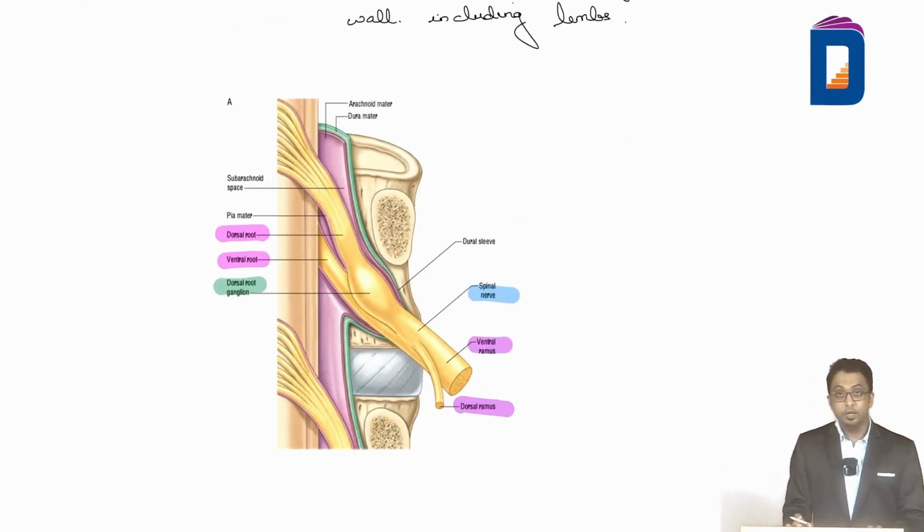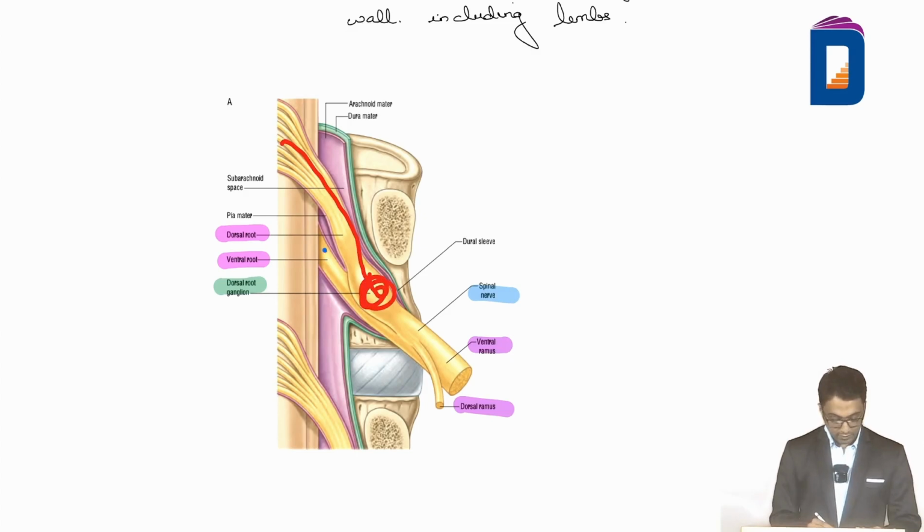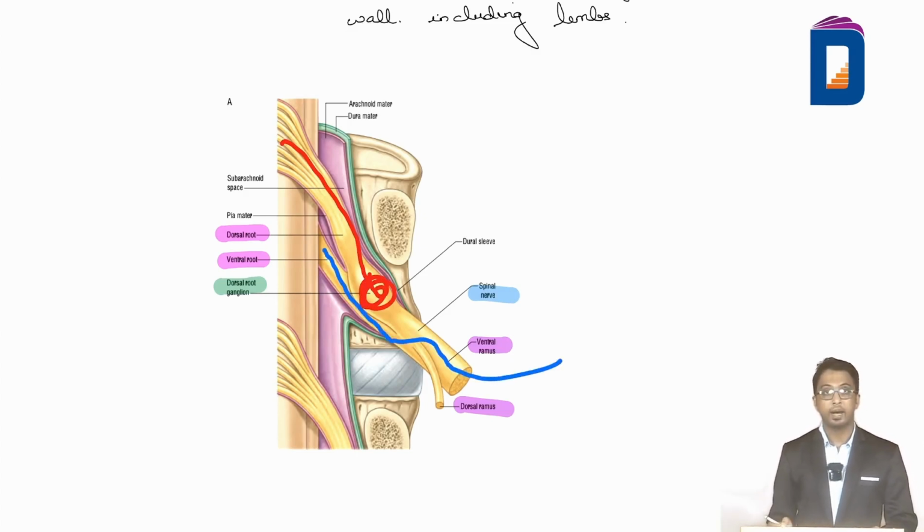Now coming on to this image, you can see the dorsal root coming. There is a dorsal root ganglia here. Now here is the ventral root coming, it goes as a ventral ramus. And the dorsal root coming here, it just goes here, has a ganglia and it's much smaller, isn't it? Dorsal ramus. Ramus and ganglia, understandable, isn't it?